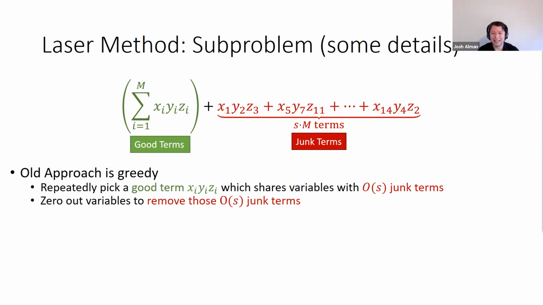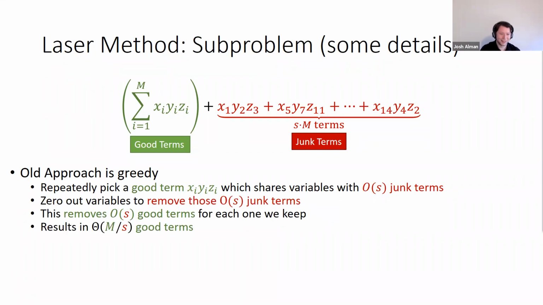So to do that, in each of the junk terms, we'll pick one of the variables it has which it doesn't share with the good term we picked, and set it to 0. This can remove about s good terms for each one that we keep. So for each one good term we keep, we remove s good terms. So at the end, it will result in m divided by s good terms that we keep. Sorry, I made that more complicated than it needed to be, but it's just like the greedy approach you could imagine for this problem.